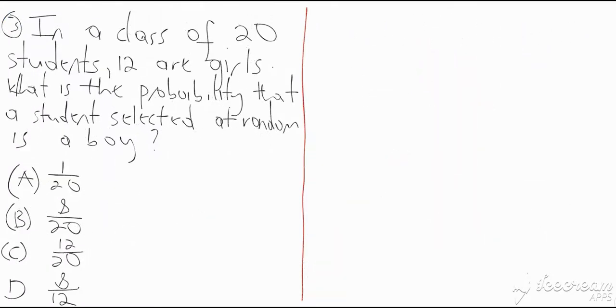For my next question, it says, in a class of 20 students, 12 are girls. What is the probability that a student selected at random is a boy? Now, probability, as we know it, is the likelihood or chance that an event will occur. Now, what I'm interested in here is selecting a boy. So the first thing I need to know is how many boys we have in the class. Now, overall, we know that there are 20 students, of which 12 are girls, which automatically means that there are 8 boys in the class.